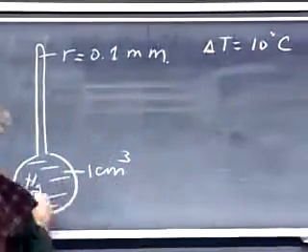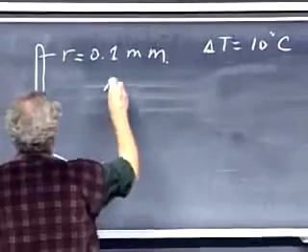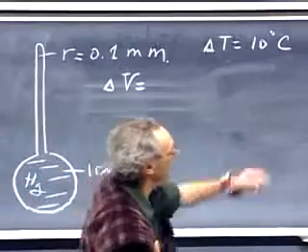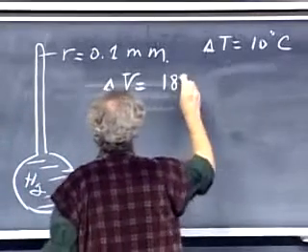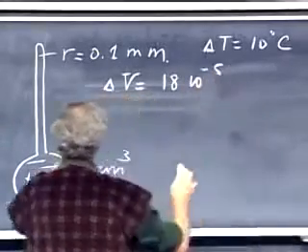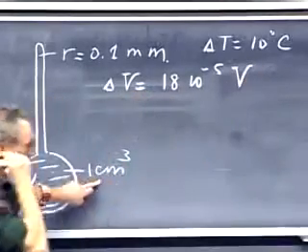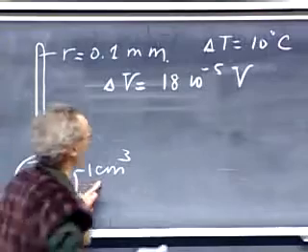So by how much will this volume expand? Well, delta V equals beta, 18 times 10 to the minus fifths, times the volume, which is 1 cubic centimeter. Let me just put the volume in there. You may want to do it in cubic meters. I leave it up to you. Times the delta T.